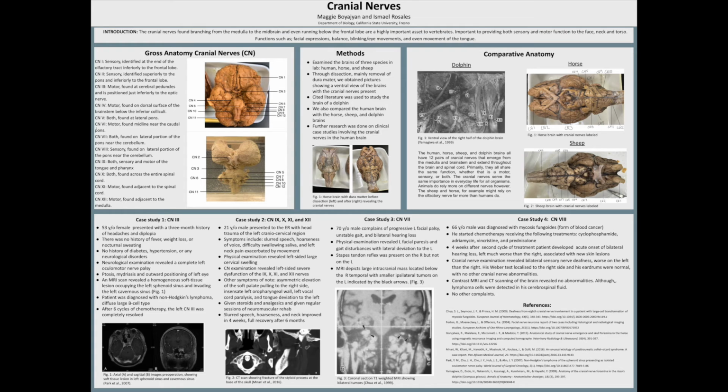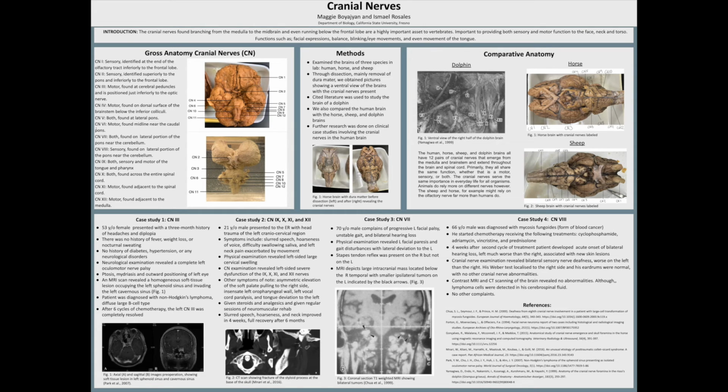Other symptoms of note include asymmetrical elevation of the soft palate pulling to the right side, insensate left oropharyngeal wall, left vocal cord paralysis, and tongue deviation to the left. The patient was given steroids and analgesics and had regular sessions of neuromuscular rehab. And with these treatments, his slurred speech, hoarseness, and neck improved in 4 weeks. And after 6 months, he saw a full recovery.